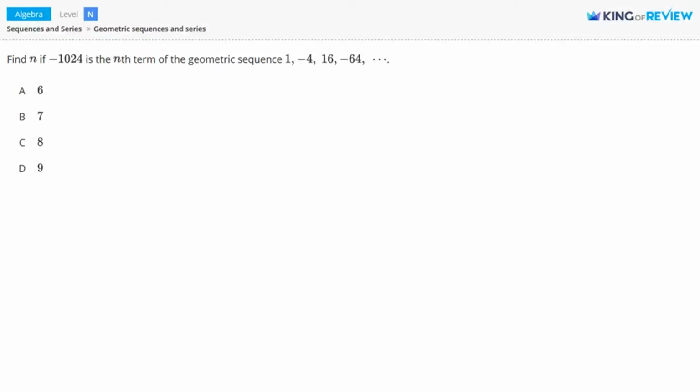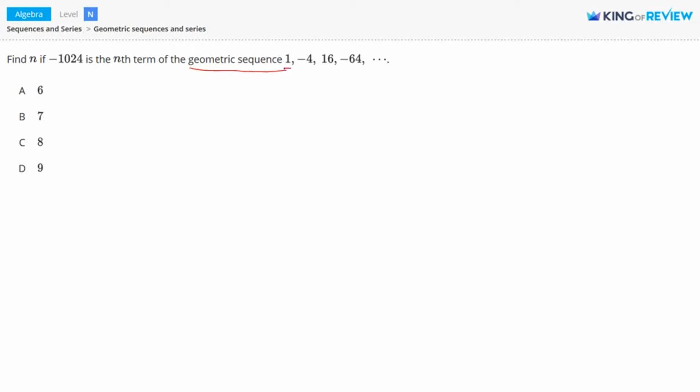Find n if negative 1024 is the nth term of the geometric sequence 1, negative 4, 16, negative 64, and the sequence continues. So here we're dealing with a geometric sequence. What is this? A geometric sequence is a sequence or list of numbers or terms where the ratio of any term to the previous term is constant.